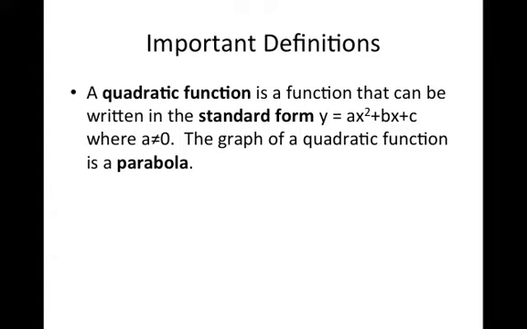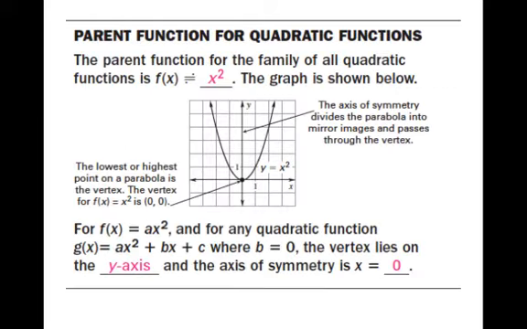Okay, so a quadratic function is a function that can be written in the standard form, y equals ax squared plus bx plus c, where a is not equal to 0. Otherwise, you don't have a quadratic, you have a linear function, because you would just have something in the form bx plus c. So that would make it linear. The graph of a quadratic function, however, is a parabola.